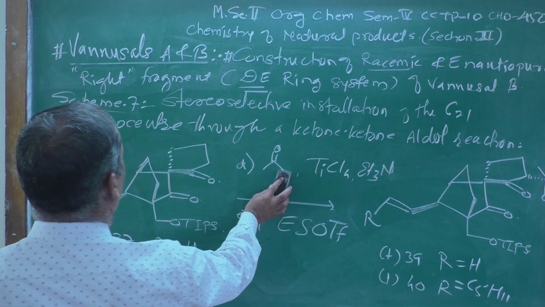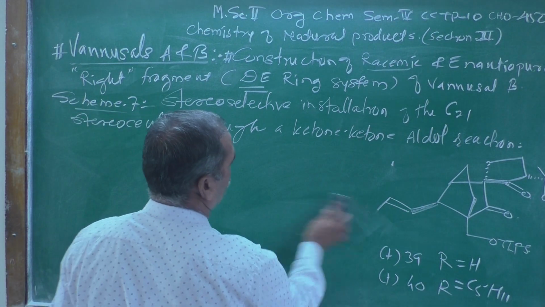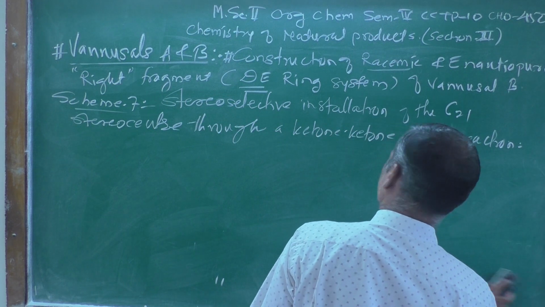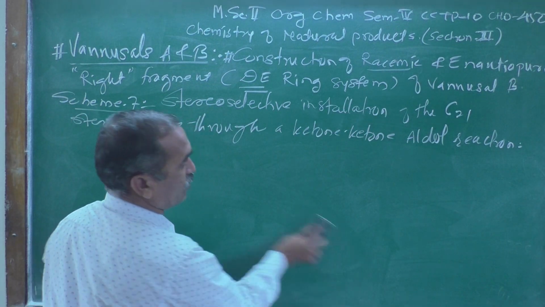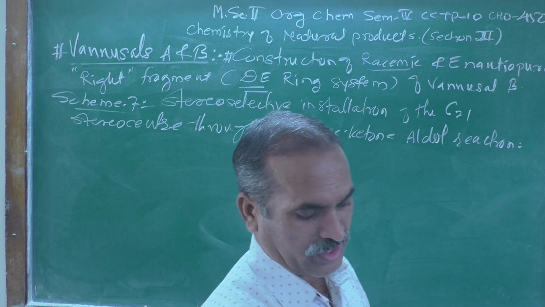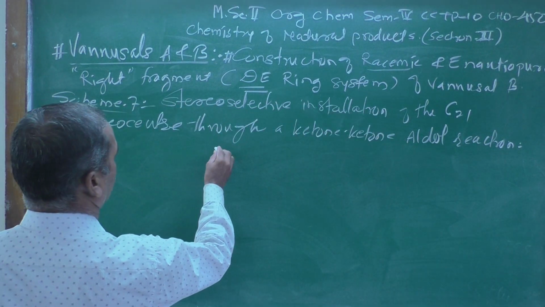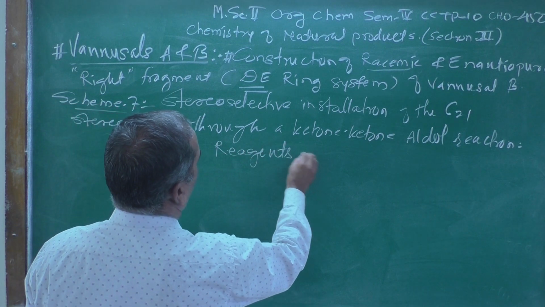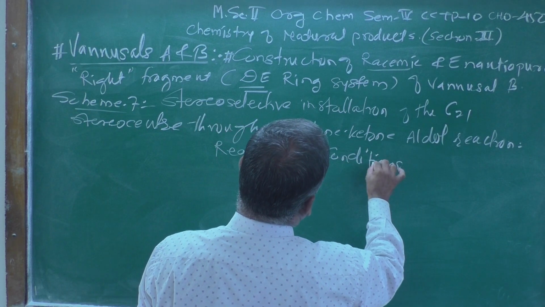So here the reagents and the conditions which we have used during scheme number 7, we are going to discuss over here. So let's see the reagents and conditions.